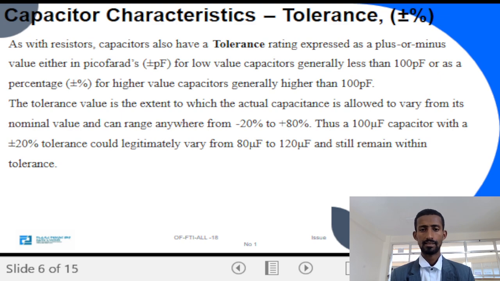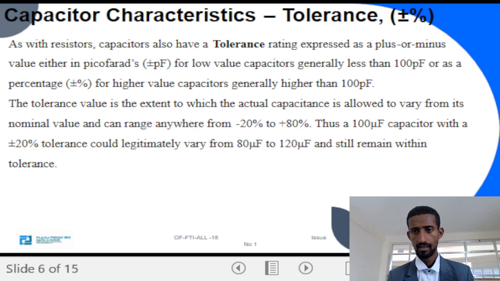The other characteristic of a capacitor is tolerance. What does tolerance mean? Do you remember about tolerance while we were talking about resistors in the previous class? Here also in capacitors, tolerance is very important.